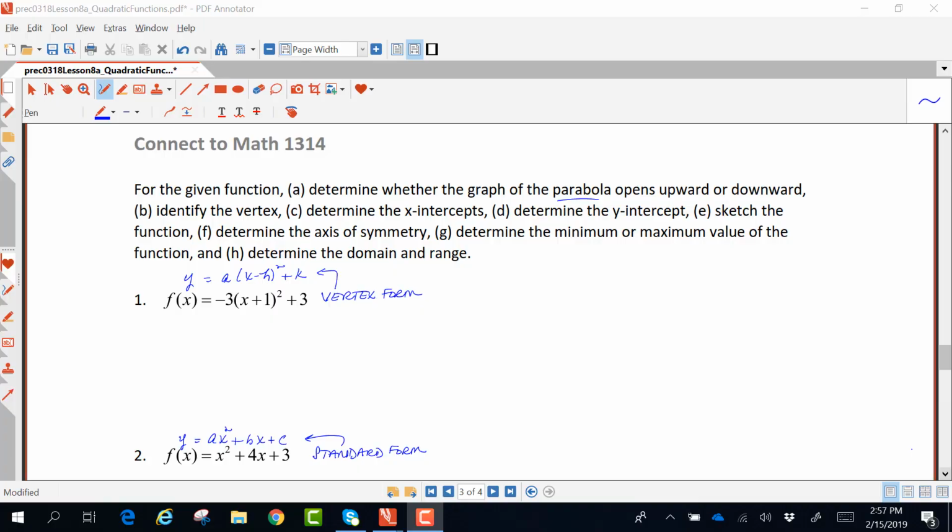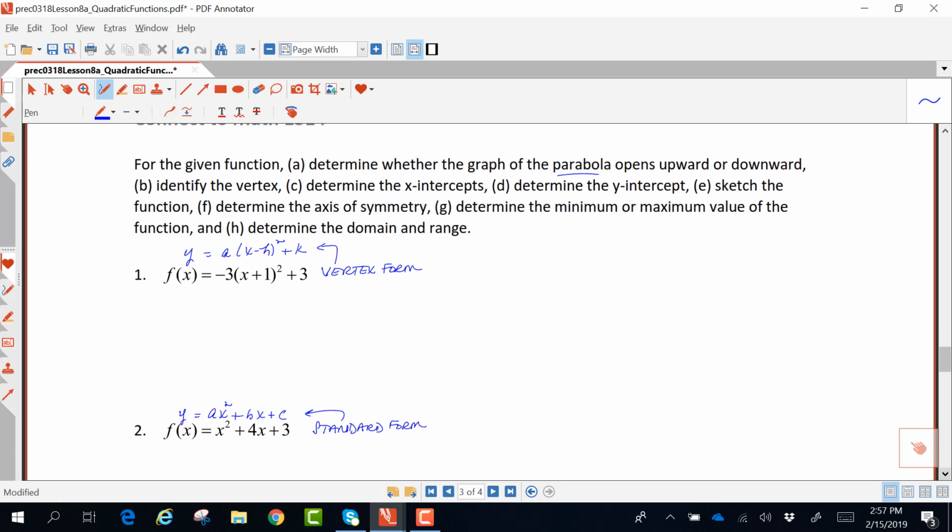Welcome to the second half of our lesson on quadratic functions. We are now connecting to college algebra. Looking at number 1 and number 2, these given quadratic equations are a little different.